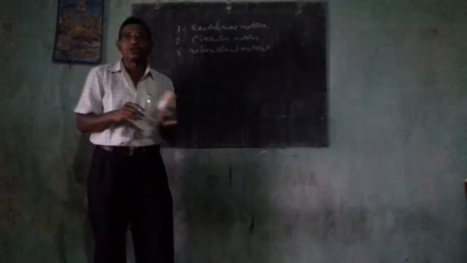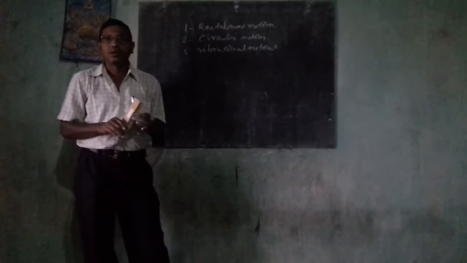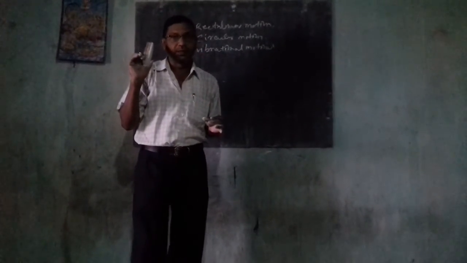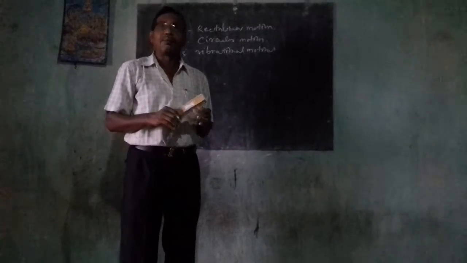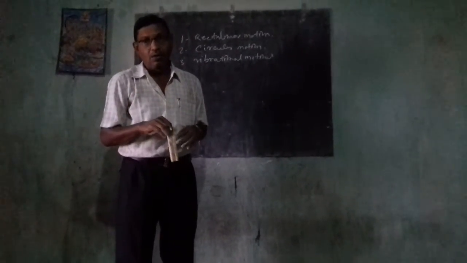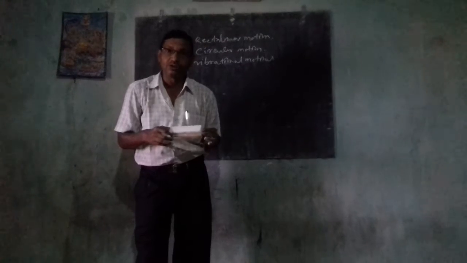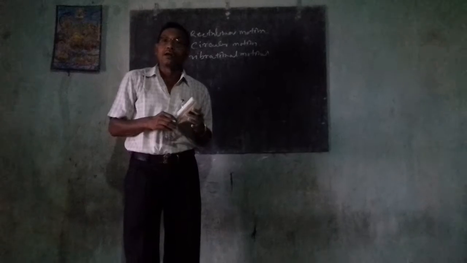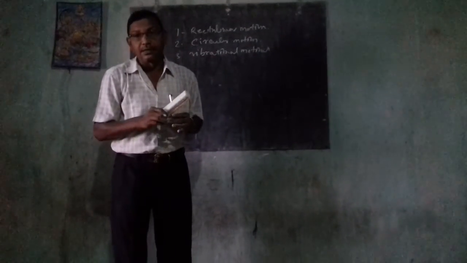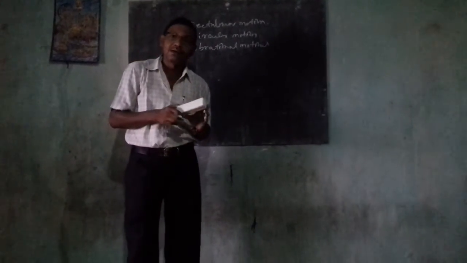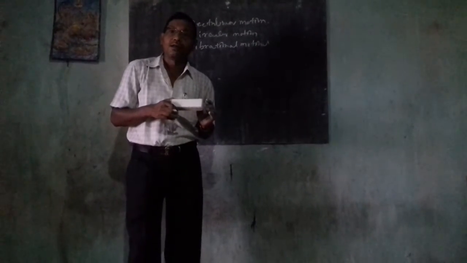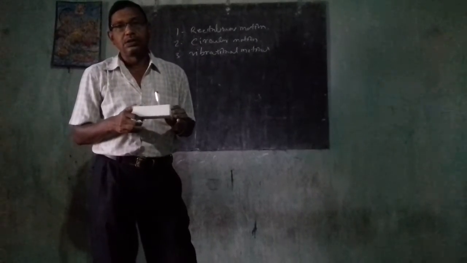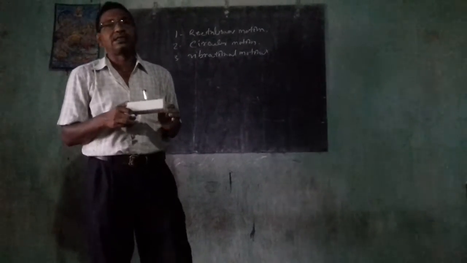And vibrational motion: when you strike a tuning fork on a rubber pad and hear it near your ear. And nowadays, very familiar, vibrational motion in your mobile. All students are familiar with vibrational motion. Or when a train is coming on the railway track, you can put your ear on the track and hear the vibrational sound. These are all examples of vibrational motion.